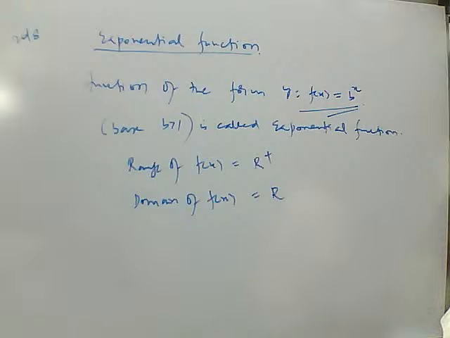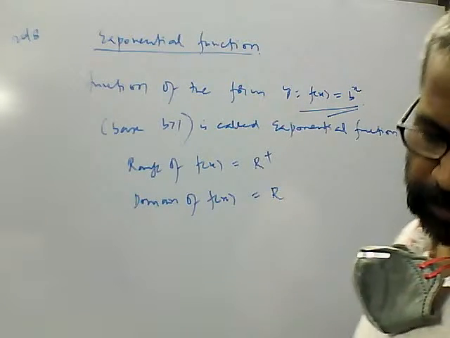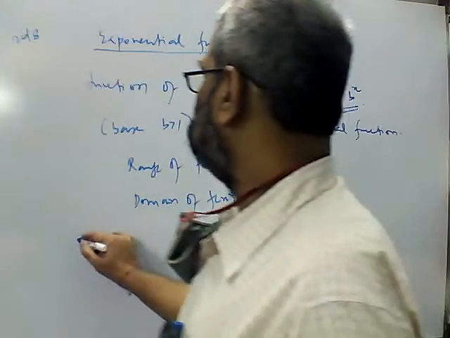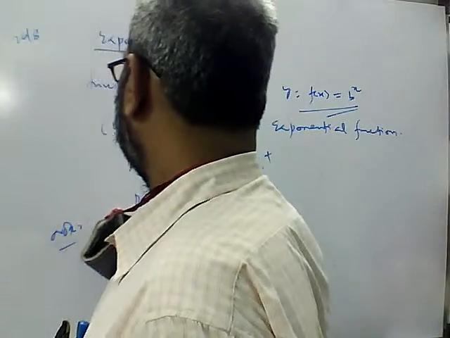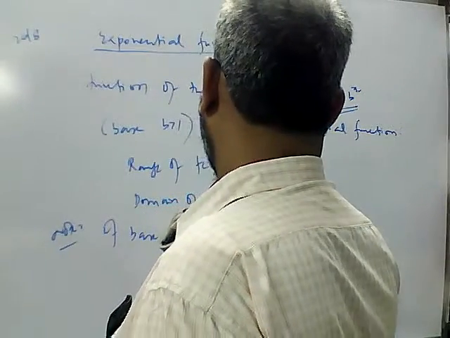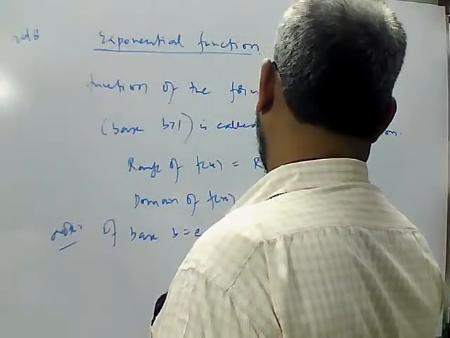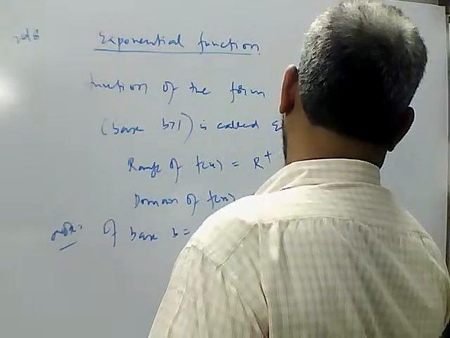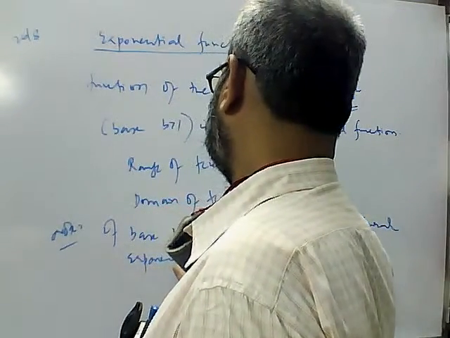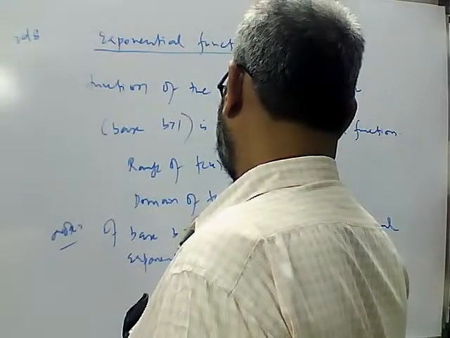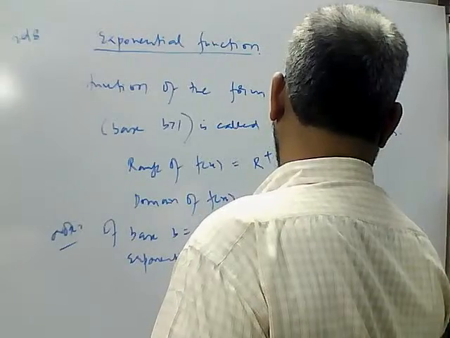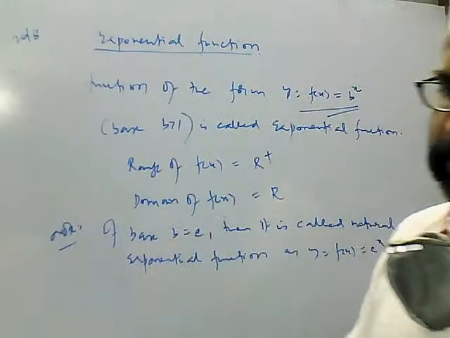Now, note what the base is. If the base b is equal to e, then it is called the natural exponential function, as y is equal to f of x is equal to e power x.